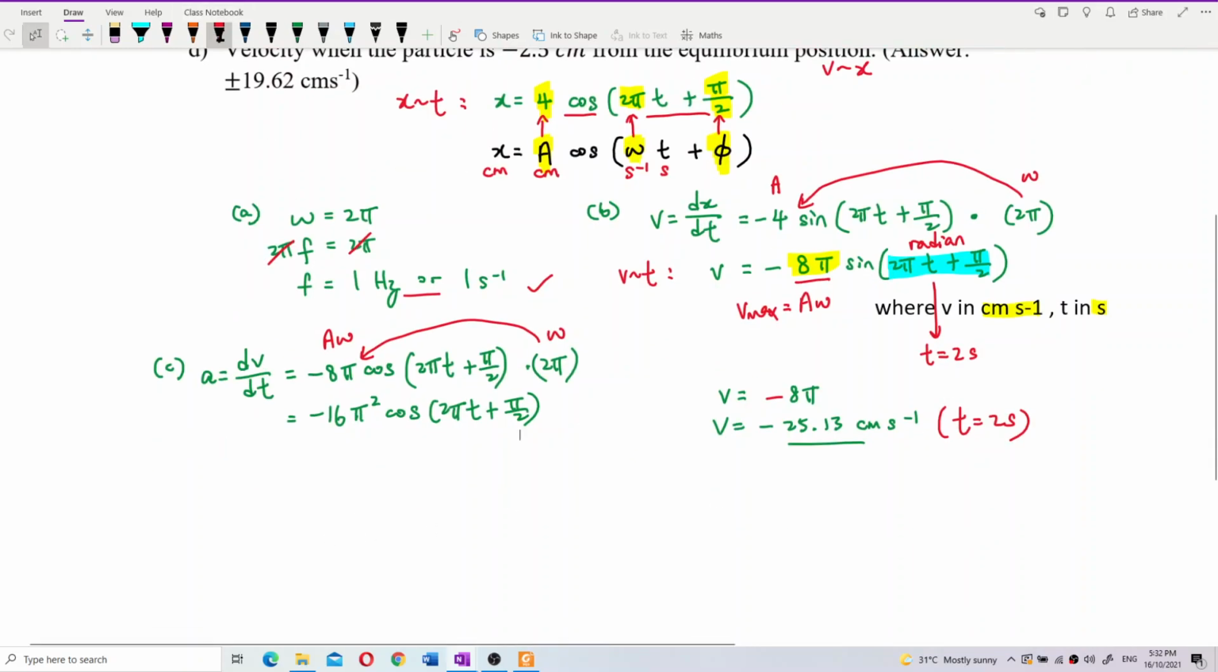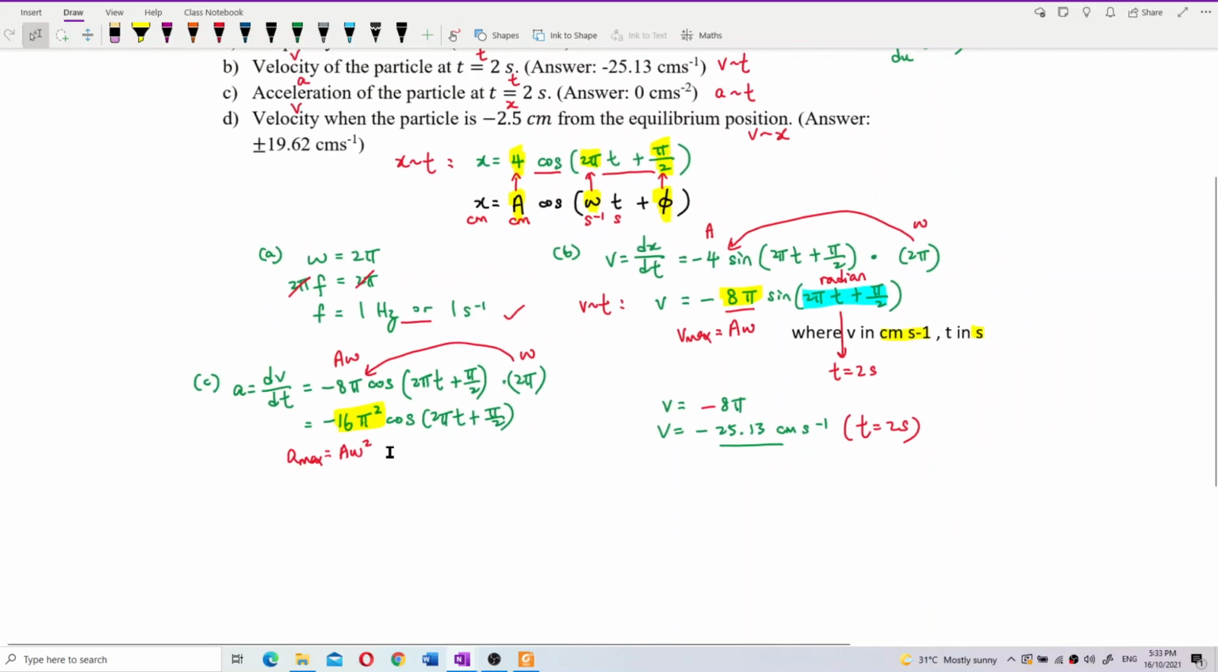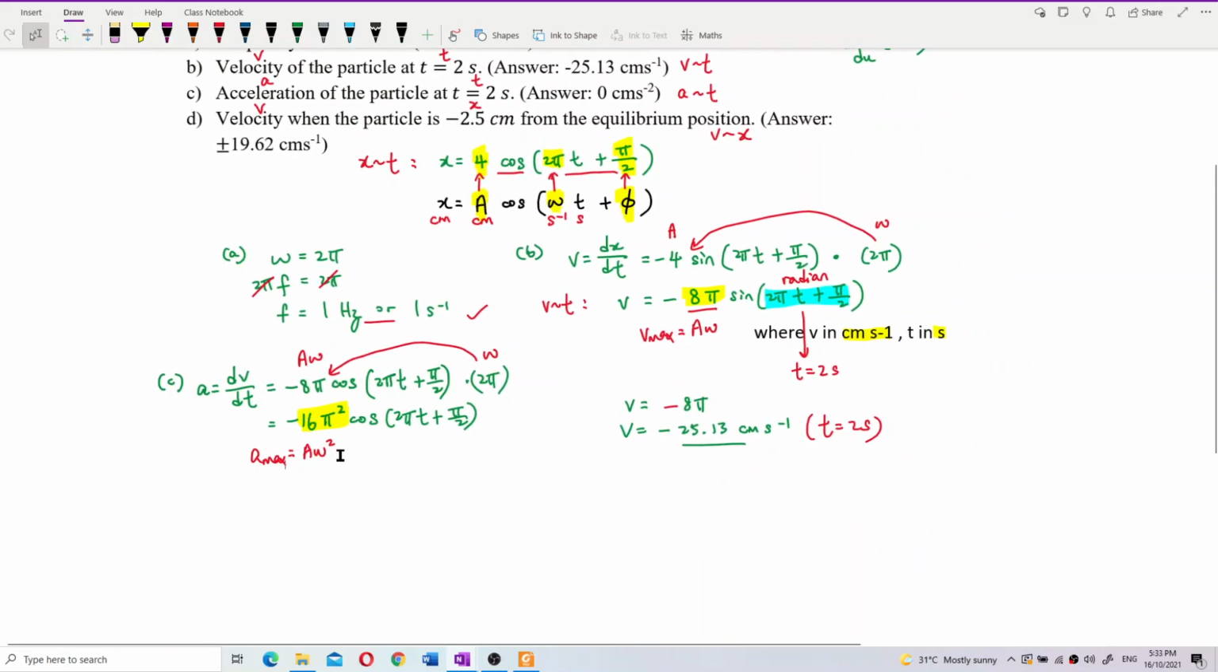So this is actually a omega square. This part is the a omega square. Understand or not? This is the 16 pi square. 16 pi square is the a omega square. Omega multiplied to the front, you get a omega square. And in fact, this is the maximum acceleration. So to find the maximum acceleration, you just take a omega square, or just take the value here, 16 pi square. And this is the a max.